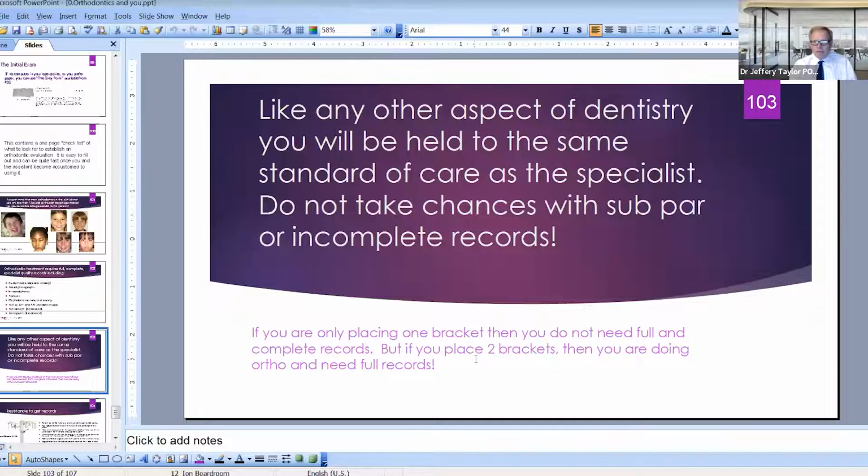But if you put 2 brackets, then you're actually doing ortho, then you need records. Too many orthodontists, too many GPs, excuse me, all they do is take a mud pie and a Panorex. That means a couple of alginates and a Panorex, and they do ortho with that. And that's why GP ortho has such a bad name.